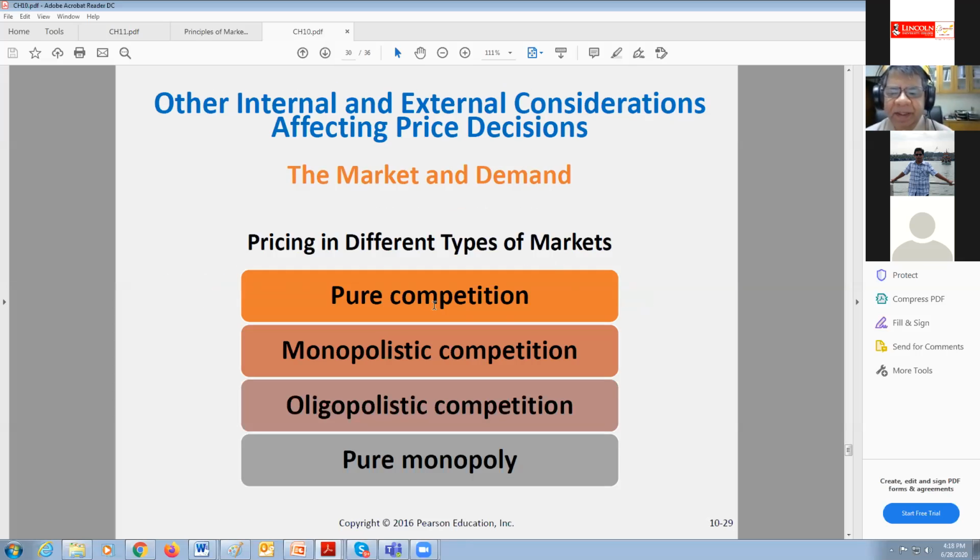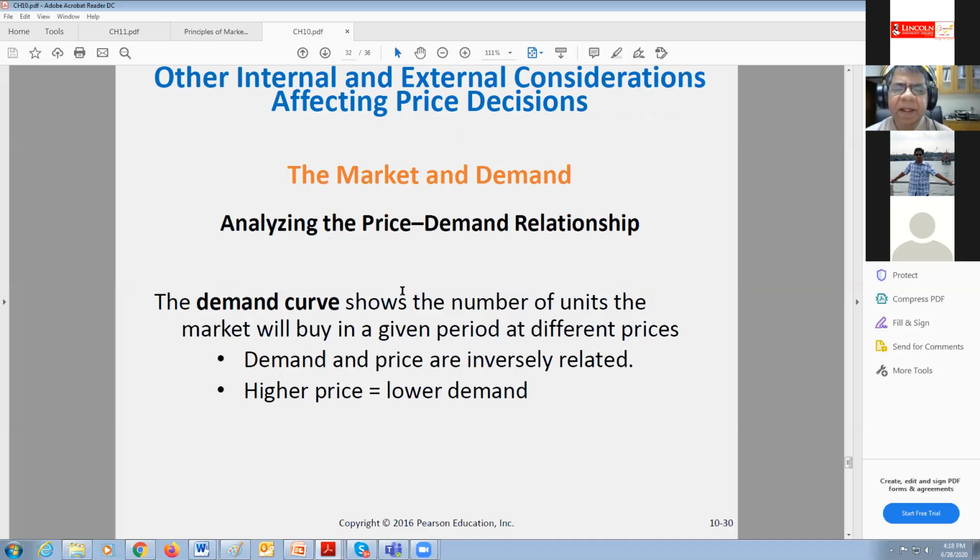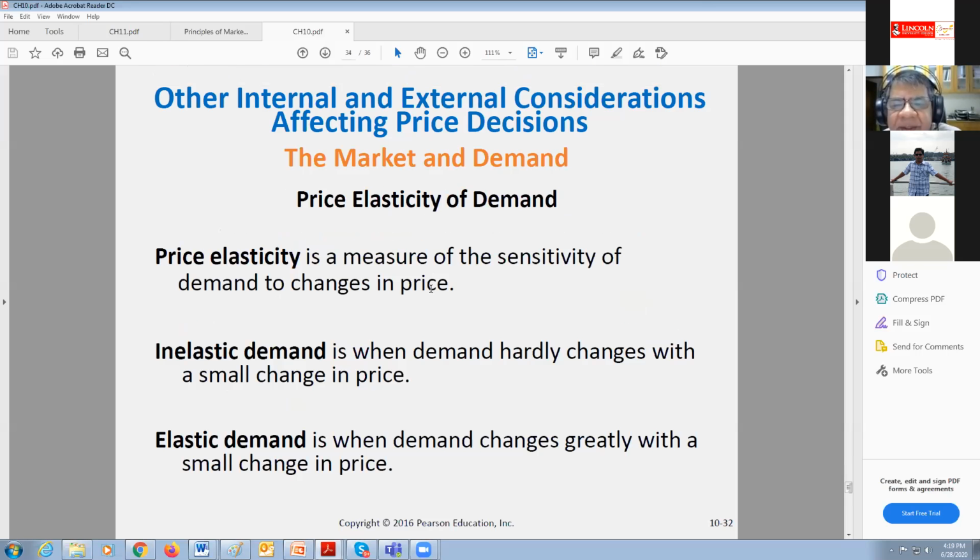Pricing in different markets: pure competition, monopolistic, oligopolistic, pure monopoly. Now, the demand curve shows the number of units the market will buy in a given period at different prices. So higher price equals lower demand. Next is price elasticity of demand, which is a measure of the sensitivity of demand to changes in the price.